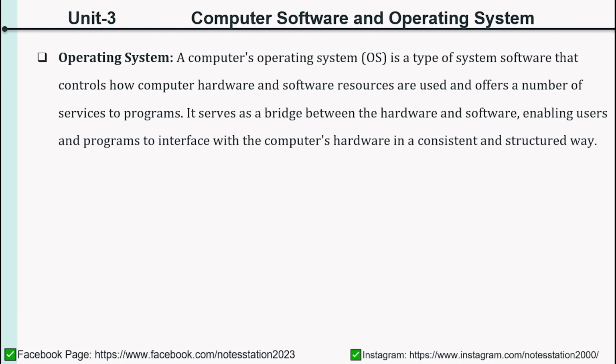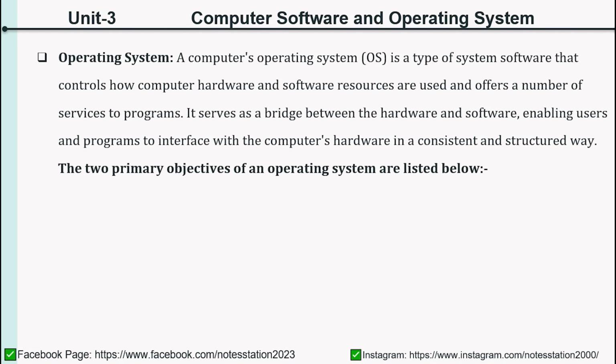Operating system. A computer's operating system, OS, is a type of system software that controls how computer hardware and software resources are used and offers a number of services to programs. It serves as a bridge between the hardware and software, enabling users and programs to interface with the computer's hardware in a consistent and structured way.